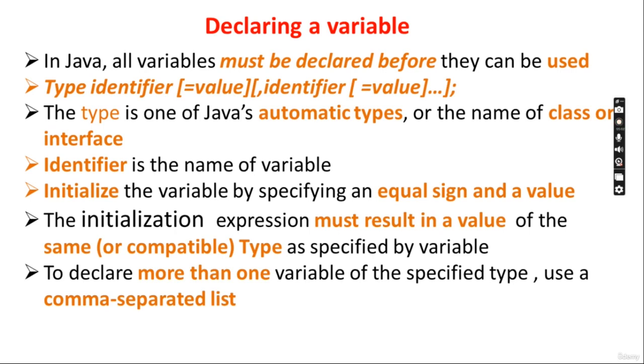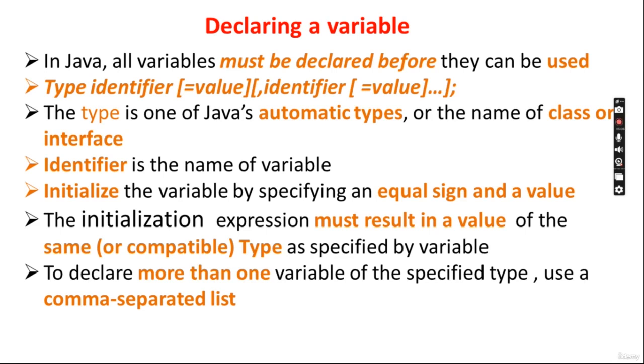Initialize the variable by specifying an equal sign, and on the right hand side you specify a value. The initialization expression must result in a value of the same or compatible type. If you are storing an integer type on the left side of the equal sign and you give a value that is not compatible with integer, like a string, it will throw an error in Java. So the right side and left side of the equal sign must be compatible.